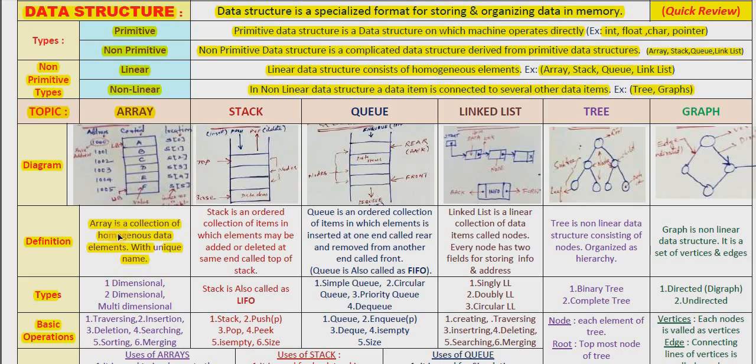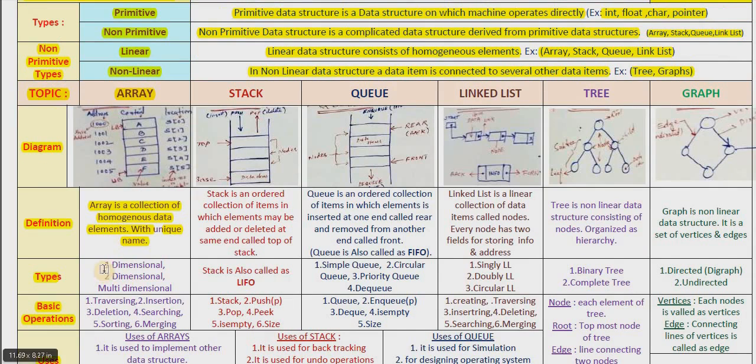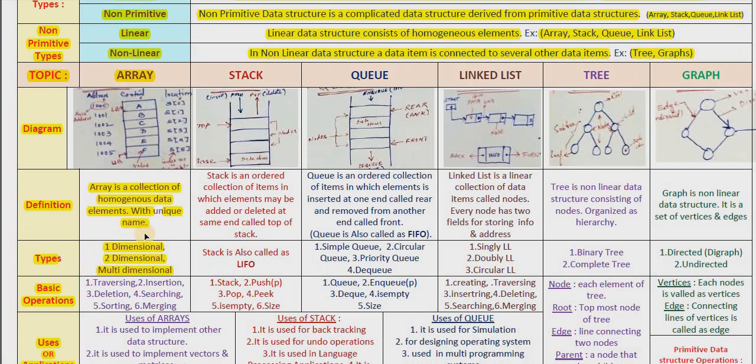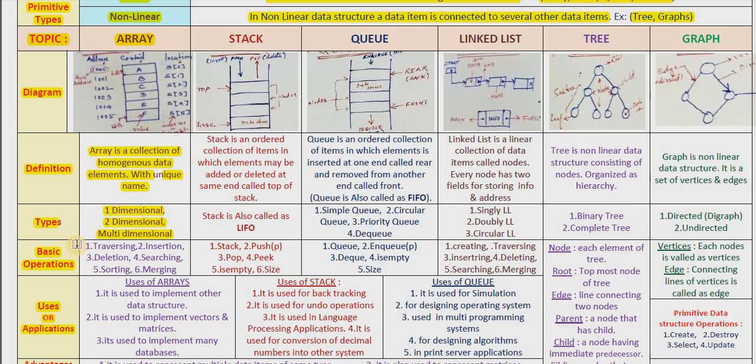Definition is completed. There are three types of arrays: first is one-dimensional array, second two-dimensional array, and multi-dimensional array. Then basic operations. Basic operations are very important because in the examination you will get a question for 5 marks on them. There are 6 basic operations performed on arrays, so you have to write the list of their names and explain them.